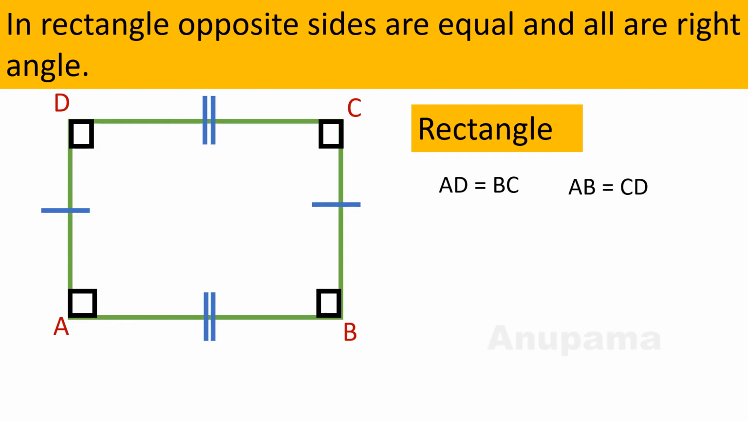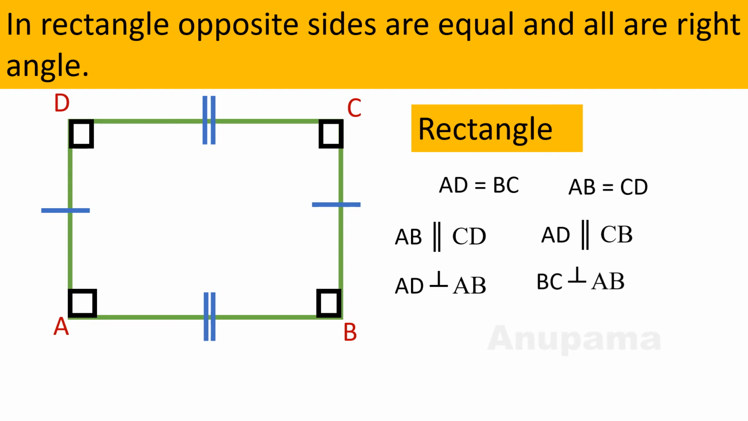And we can say that AB is parallel to CD and AD is parallel to CB. In the same way, just like a square, we can say that AD is perpendicular to AB, BC is perpendicular to AB, AD is perpendicular to DC, BC is perpendicular to CD.